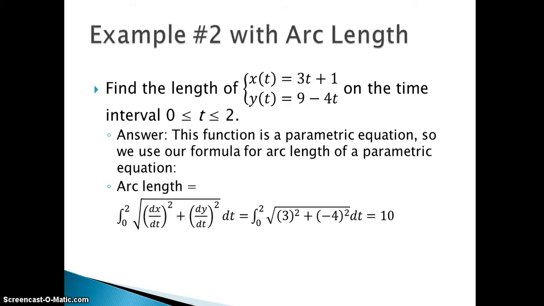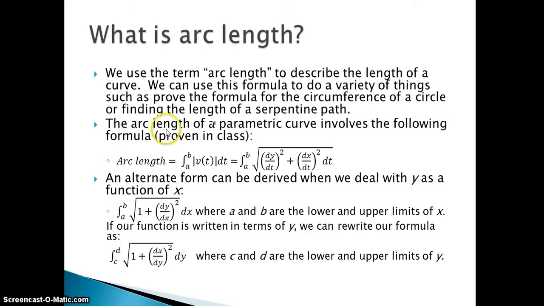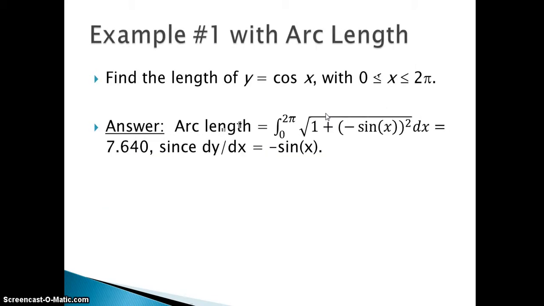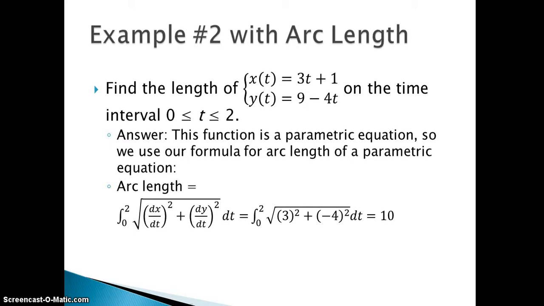And since we do have a parametric equation, we can scroll back to our very first formula for arc length, which involves (dy/dt) squared and (dx/dt) squared. And in this case, dx/dt is 3 and dy/dt is negative 4. Putting that all together, we end up with the square root of 5 squared, or just 5, which we integrate from 0 to 2, and that final answer is equal to 10. This is something that I definitely would expect you guys to be able to do without a calculator.